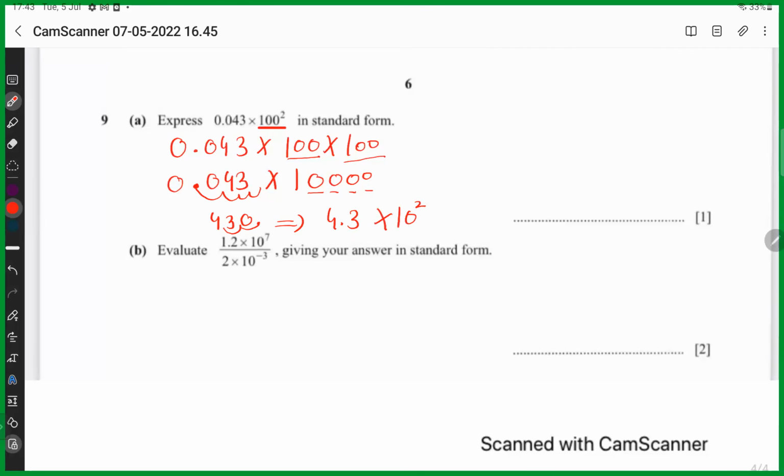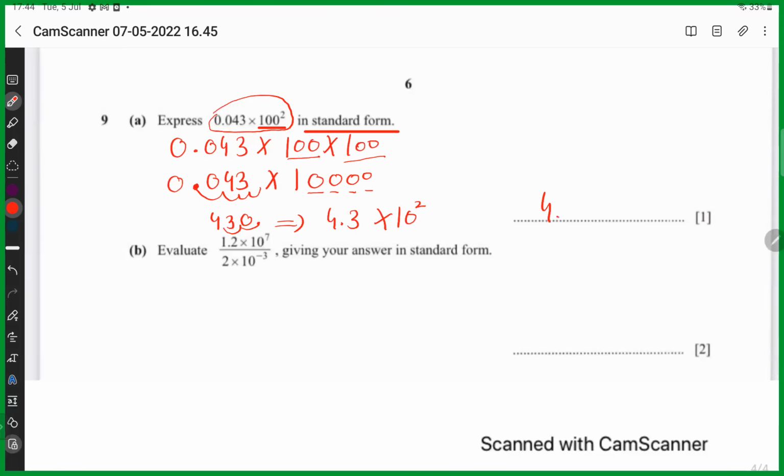So I'll tell you the best way of solving such questions, okay? First of all, just write it down as an ordinary number. It was 100 square. 100 square means 100 multiplied by 100, so it would be 10,000. Now we had 0.043 and it was being multiplied by 10,000. 10,000 has 4 zeros, so I need to move this decimal 4 units to the right. So this would become 430, and you had to give the final answer in standard form. So 430 can be written as 4.3 multiplied by 10 power 2.